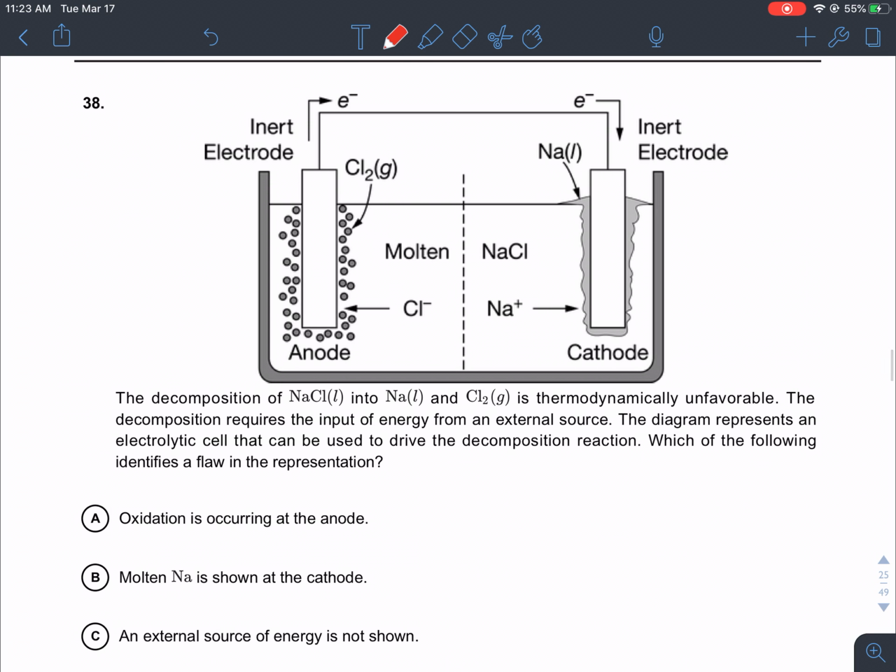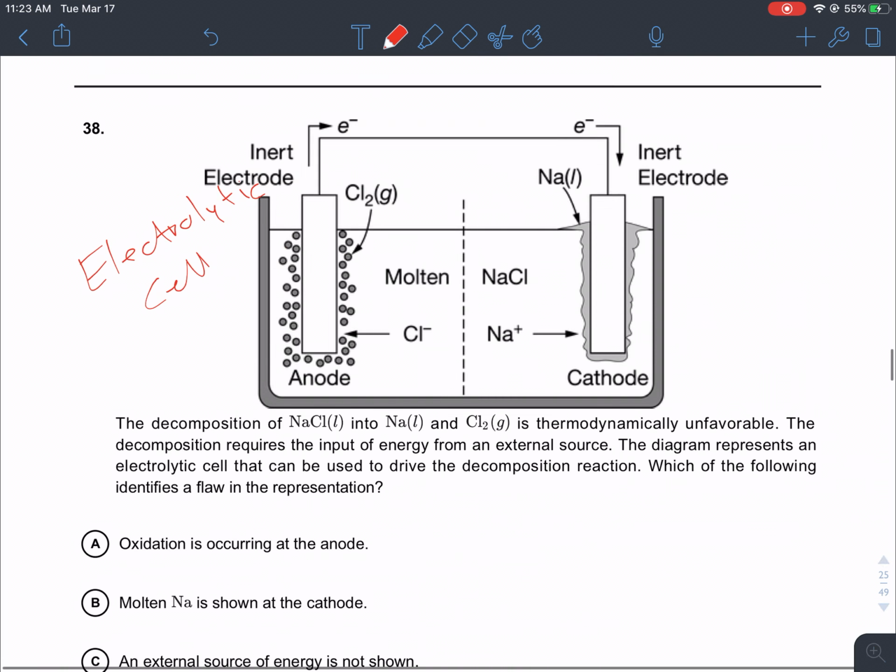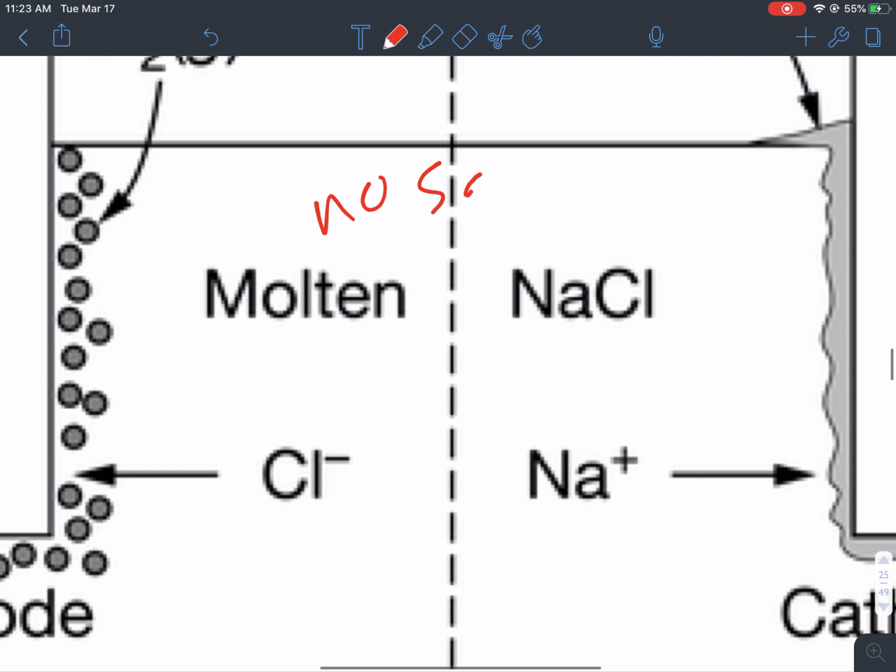All right, 38. Oh, here we go. This is confusing a little bit. You know why? I think it's an electrolytic cell. You know why I think it's an electrolytic cell? There is no salt bridge.